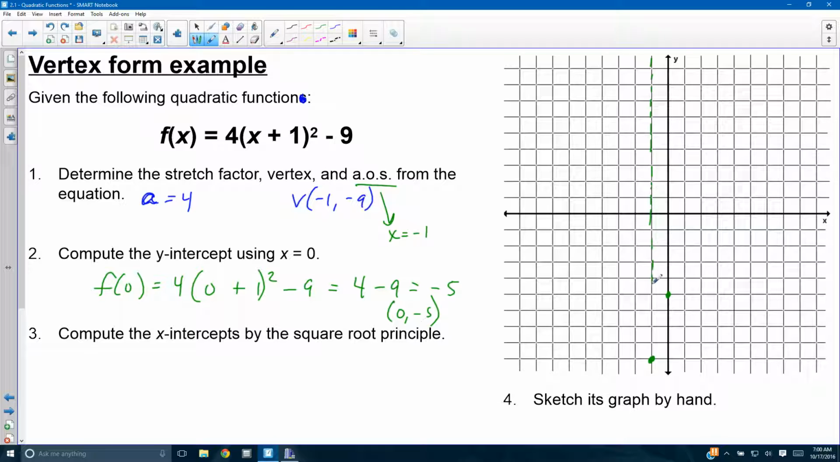Okay? So I have these points right here, and of course I'm beginning sketching the graph by hand. I can also reflect this point across right here. So you can see this is going to be a significantly taller graph than the others and has everything to do with the stretch factor.